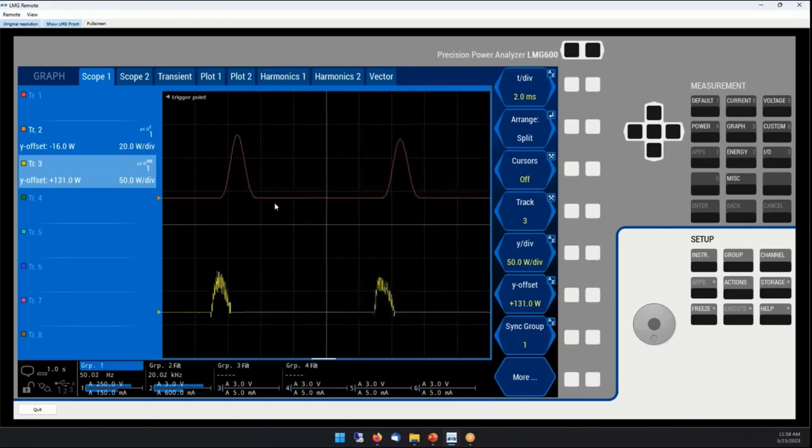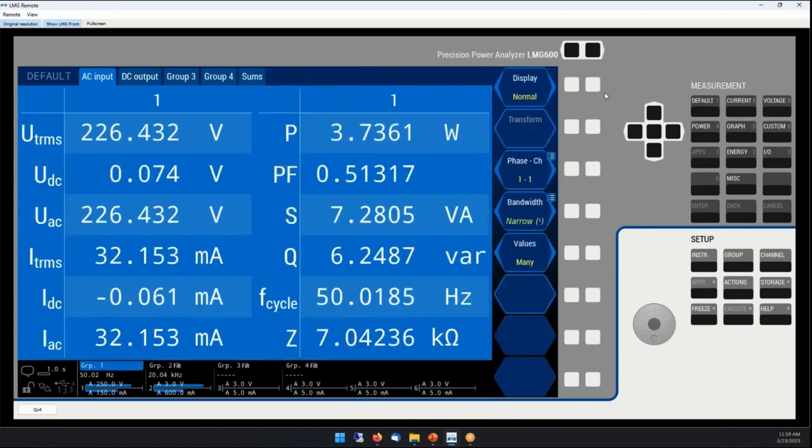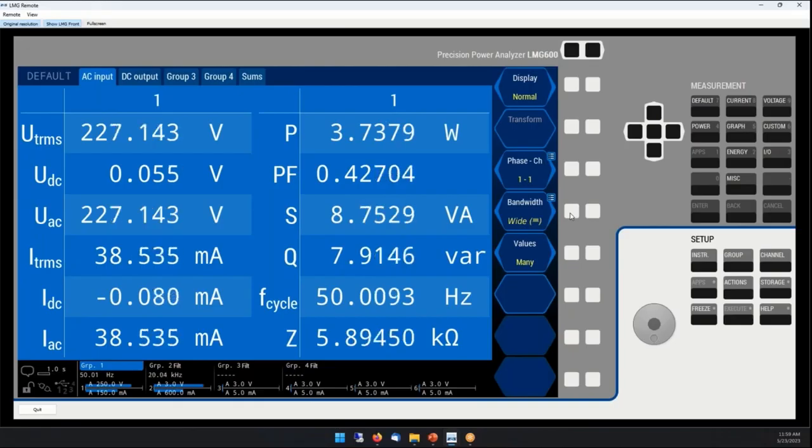So I'm not interrupting the measurement. I'm not measuring one time with filter, one time without filter. I have the same measurement executed at the same time in both modes. And I also have it on the default menu. For example, I can always see the narrowband values and then see the wideband values. And if I want, I can also create custom menus where both of them are presented next to each other.